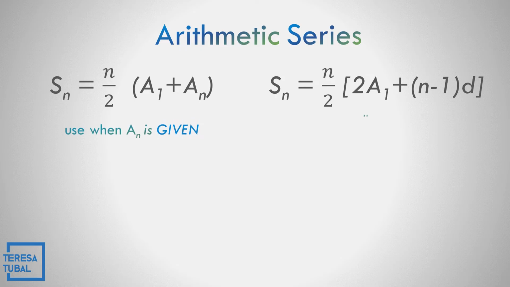When could we use the first formula? The first formula is to be used when a sub n is given. How about the second formula? The second formula is to be used when a sub n is not given.